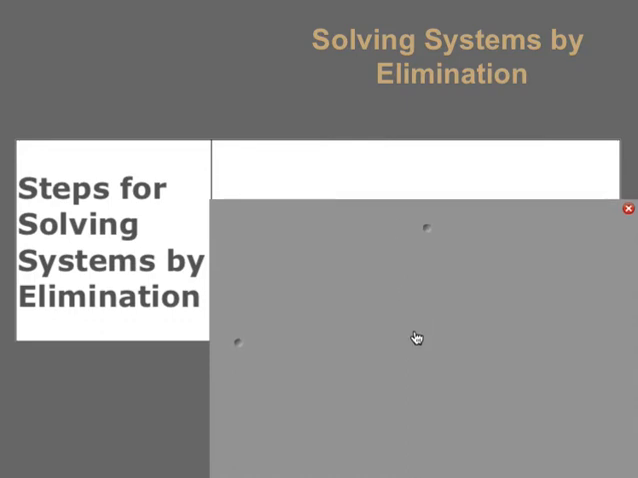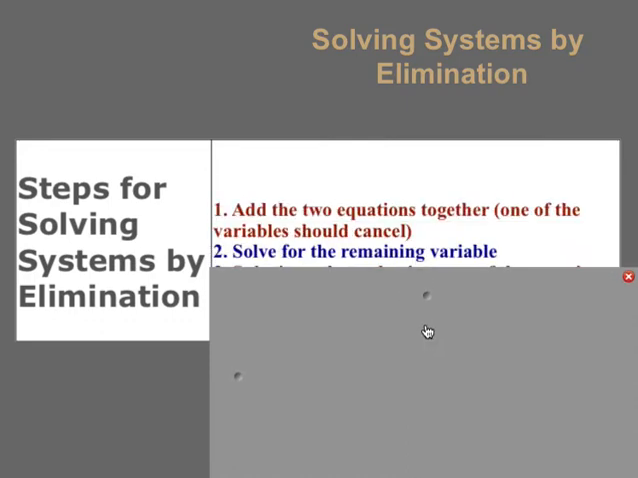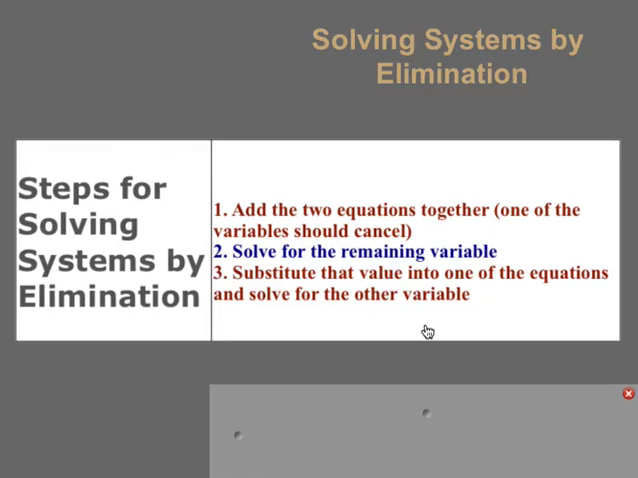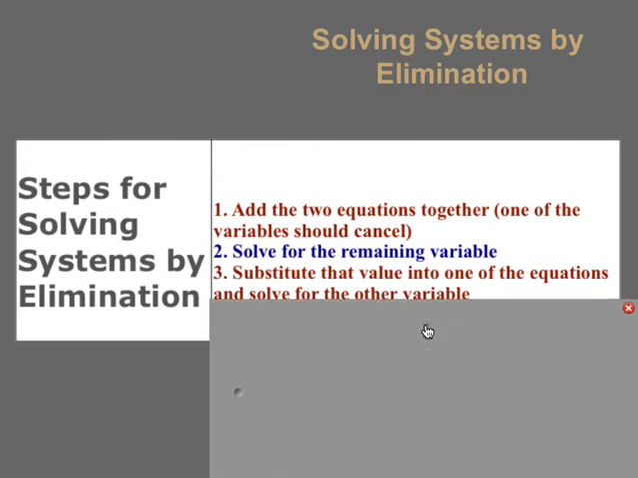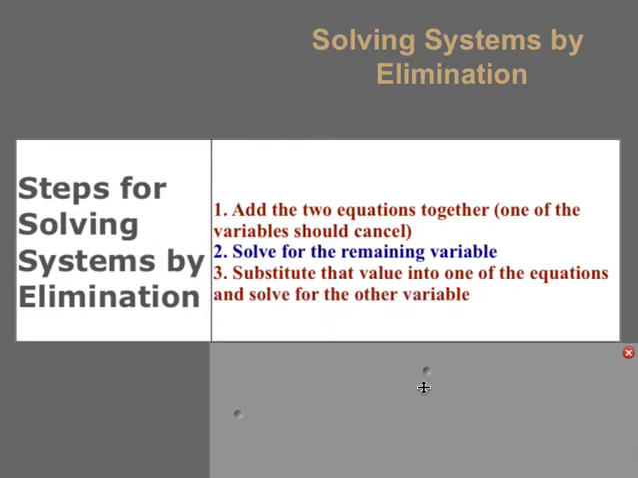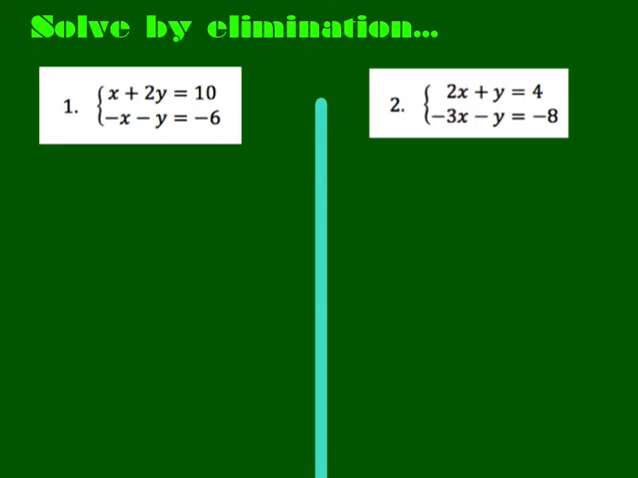The first thing you want to do is add the two equations together. And when you do that, one of the variables should cancel out. If not, we're going to have to do some extra step, but we'll talk about that in our second note video. The second thing you're going to do is solve for the remaining variable, and then substitute that value into one of the other equations and solve for the other variable. So again, we're going to end up getting both answers for each letter that's in our equation. That can be kind of confusing, so I think it's easiest just to put it into practice.